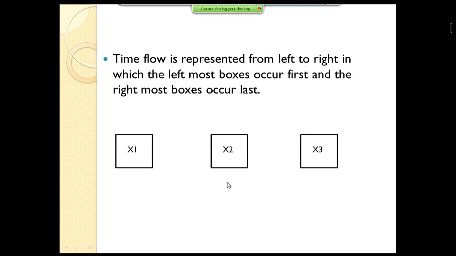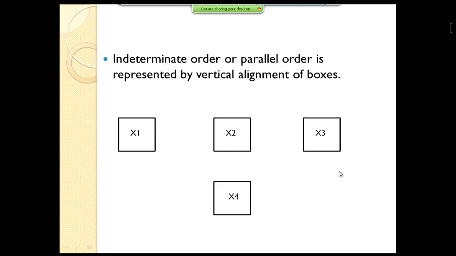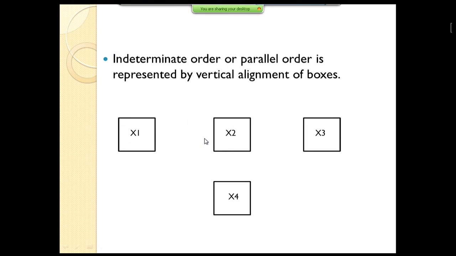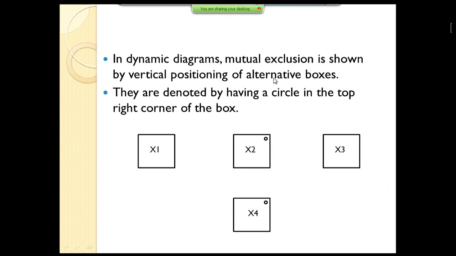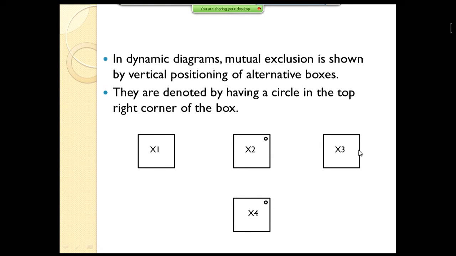Time flow is represented from left to right, in which the leftmost objects occur first and the rightmost box occurs last. In this diagram, you can see that x1 occurs first, then x2, and then x3. If there are any parallel items which occur simultaneously, they are placed in a vertical alignment of boxes. Here, after x1, x2 and x4 occur simultaneously and then x3 occurs. In dynamic diagrams, mutual exclusion is shown by a circle at the top right corner of the box. Here, after x1, x2 and x4 are mutually exclusive, so any one of them occurs and then this output is sent to x3.